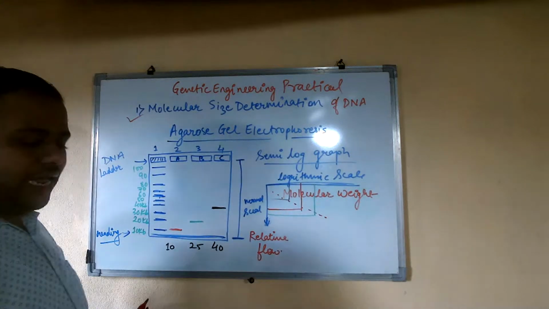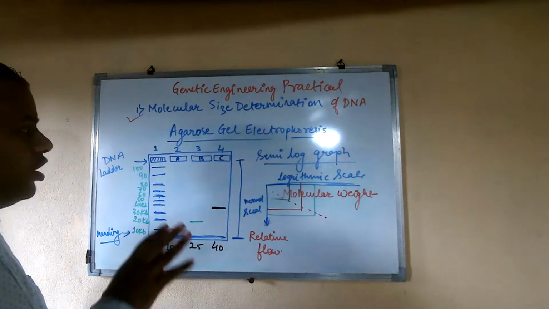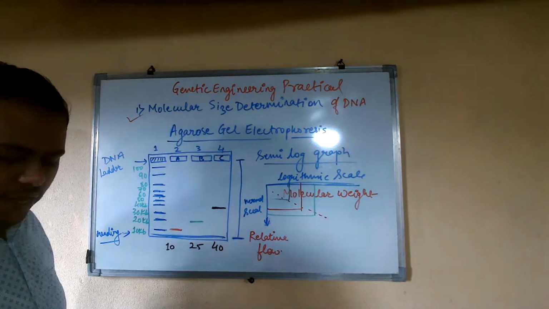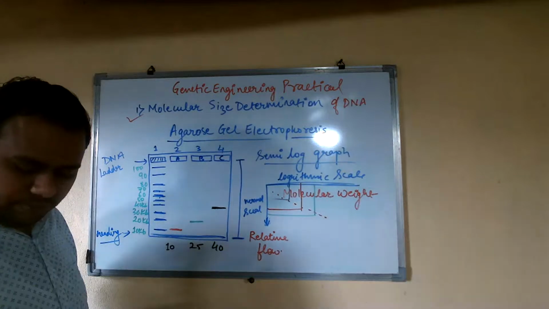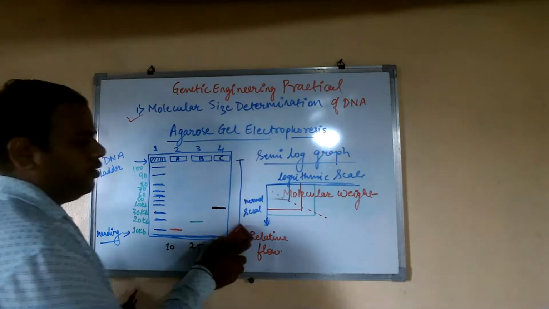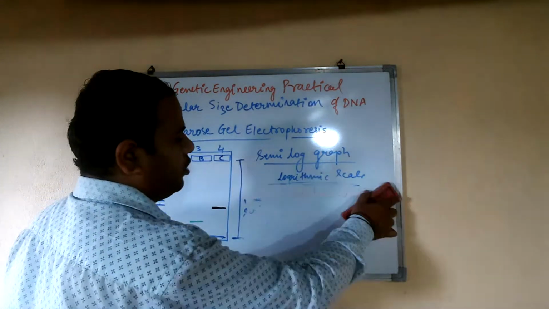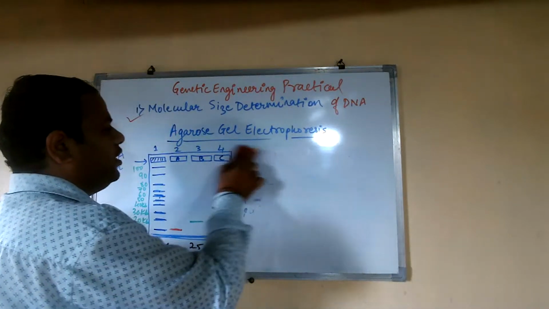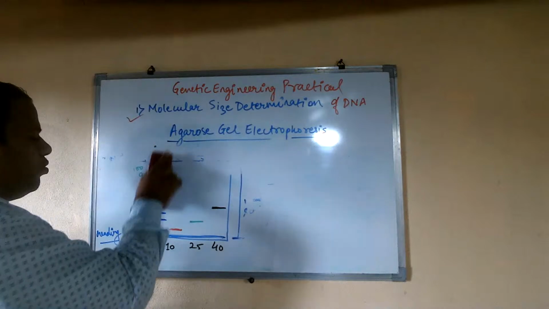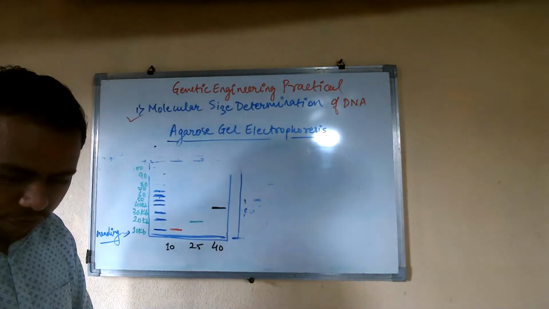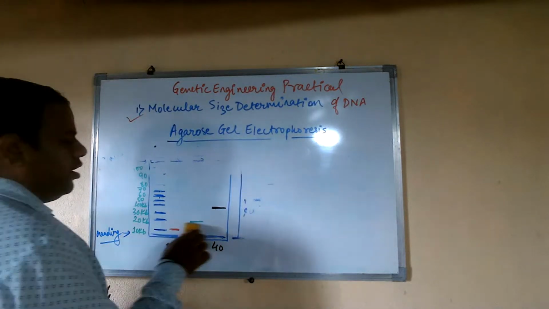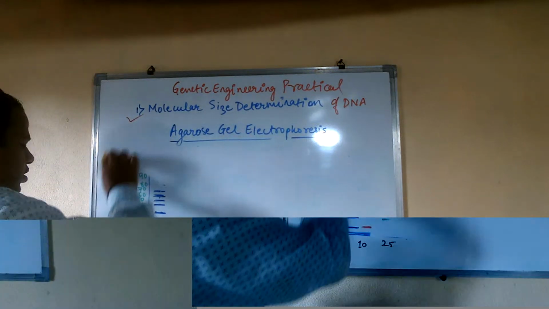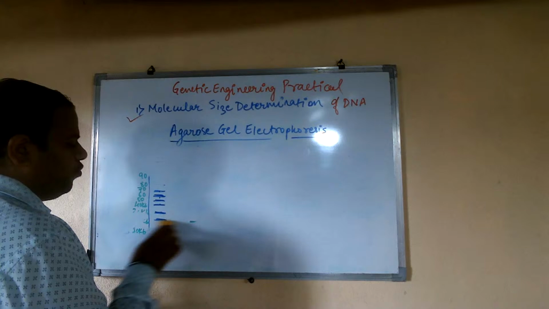The DNA ladder that you are using here will be very specific. The DNA ladder should be chosen according to the molecular weight of the sample that you are using. Whatever the sample's molecular weight that you are determining, the DNA ladder should match. So this was all about the molecular size determination of DNA by using the DNA ladder and relative flow method.